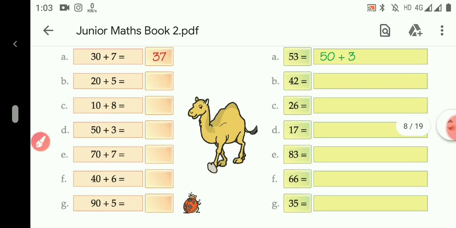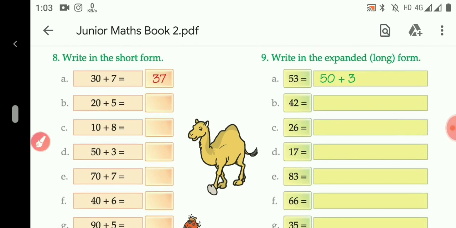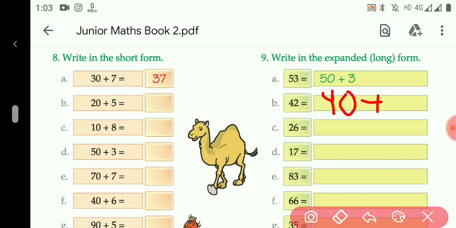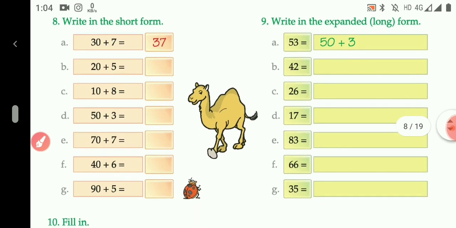Now move towards question number 9. Question number 9 is write in expanded form, means we have to write them in long form. 53 will be written as 50 plus 3. In the same way, 42 will be written as 40 plus 2. Next question, 26 will be written as 20 plus 6. The rest of the questions you will do by yourself in your maths copy.